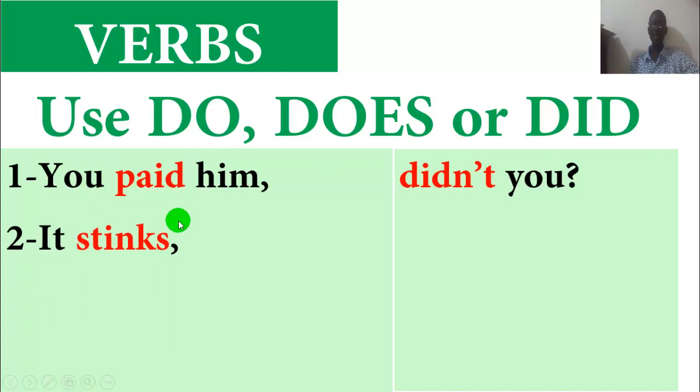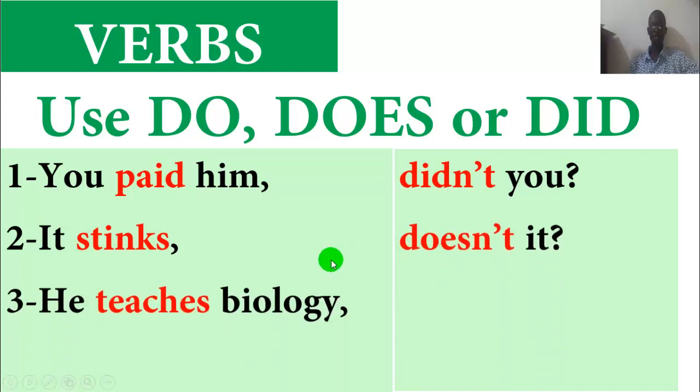Number 2, it stinks. Ça pue. To stink is ordinary verbs. So, in the tag questions, you are going to take do in the simple present, because stink is in the simple present. So, it is does. Doesn't it? Number 3, he teaches biology. Il enseigne la biologie, les SVT. Teach is an ordinary verb. We can't use teach in the tag question. We take the equivalent of teach. It is does. Here, doesn't he?